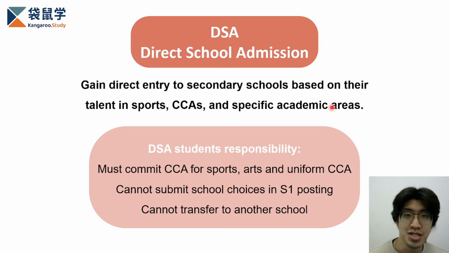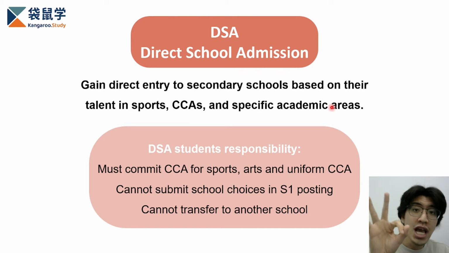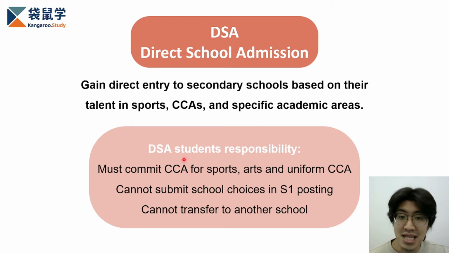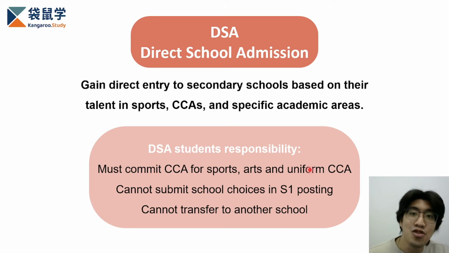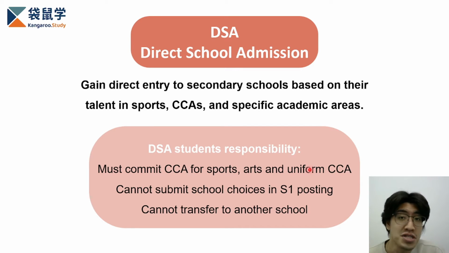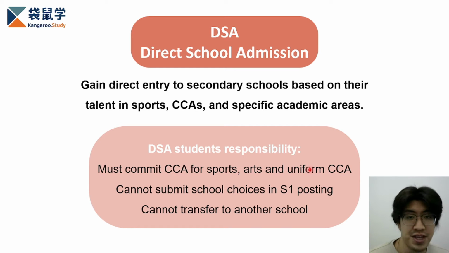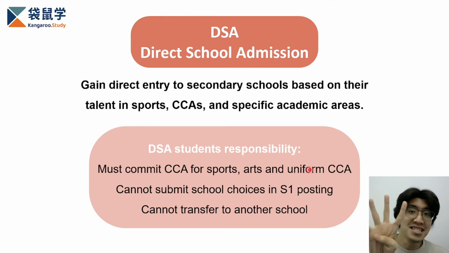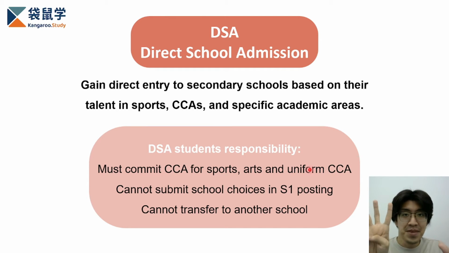For DSA students, you will have to follow the following 3 responsibilities. First is that you must commit to the CCA for sports, art, and uniform if you DSA into that particular school using sports DSA, art DSA, or uniform group DSA. So for example, let's say I DSA into secondary school A with my basketball talents. Then I'm tied to basketball CCA for the 4 years in secondary school and I cannot change my CCA. And the same applies to art and uniform groups.